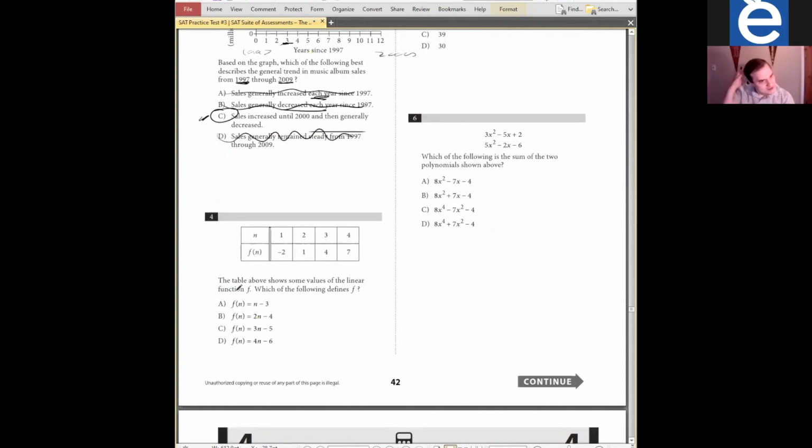Huzzah. All right, so N of F, right? What's another way you can think about this? XY. And these are ordered pairs. Oh, cool. So this says the following shows some of the values of linear function f. Which of the following defines f? This is asking us to build that line, right?